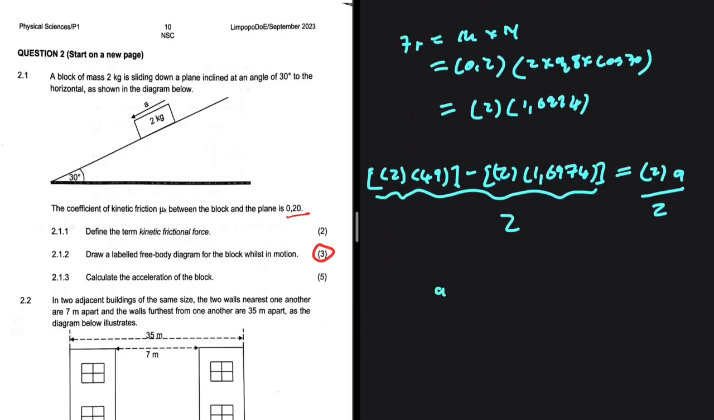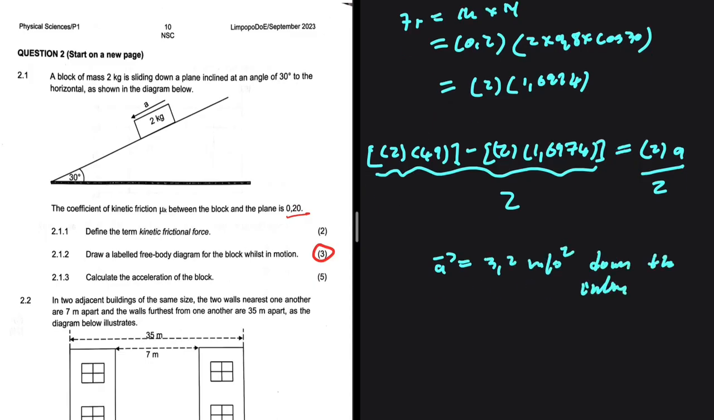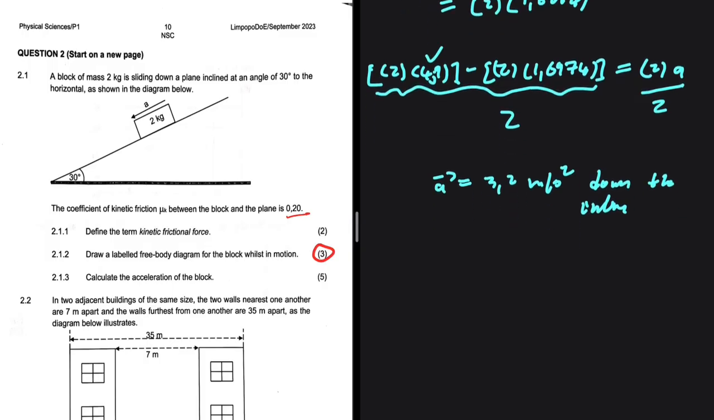And we get an acceleration equal to 3.2 meters per second squared down the incline. This right here is 4.9 and not 14.9. But anyway, that is 2.1.3.